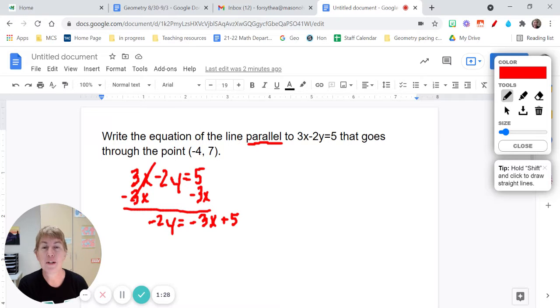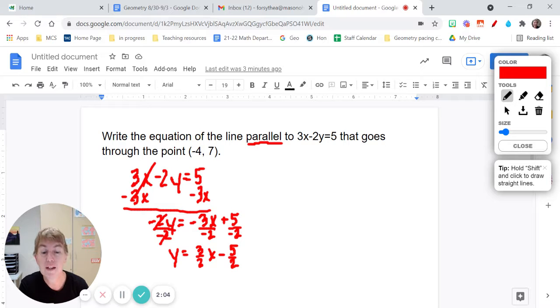And now I need to get rid of this negative 2. It's currently multiplication, so I have to divide everything by negative 2. And I mean everything. Don't be selective. Do it all. Divide those, and I get y equals negative divided by negative is positive, so 3 over 2 x. And that's going to be minus or negative 5 over 2, or I could divide it out and put 2.5, either way.